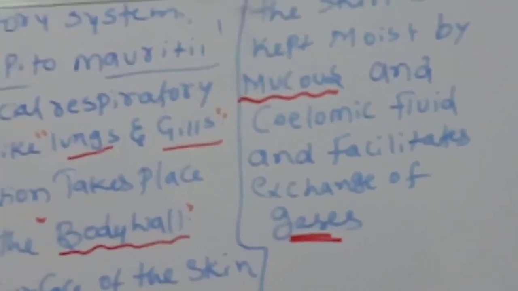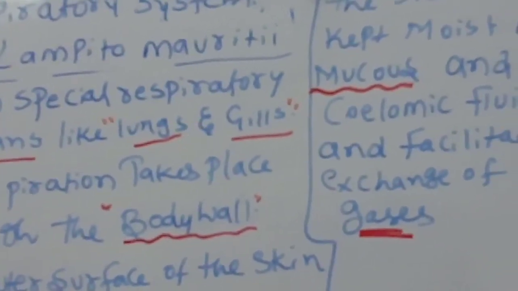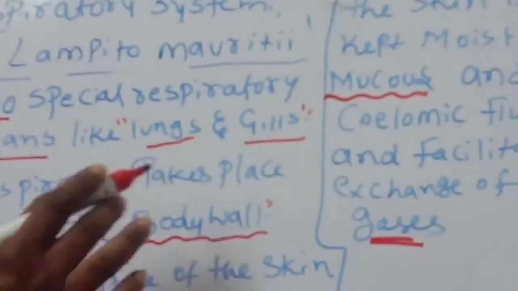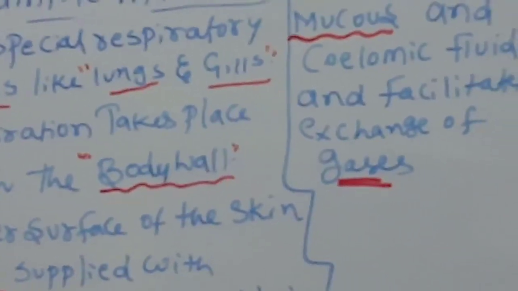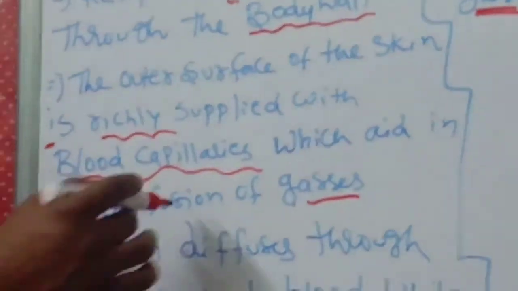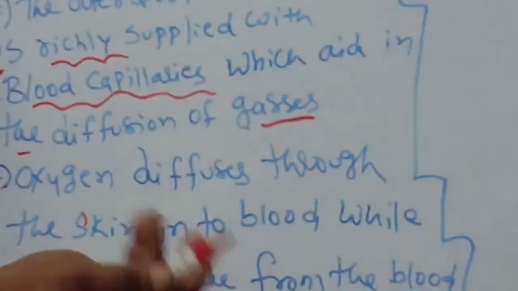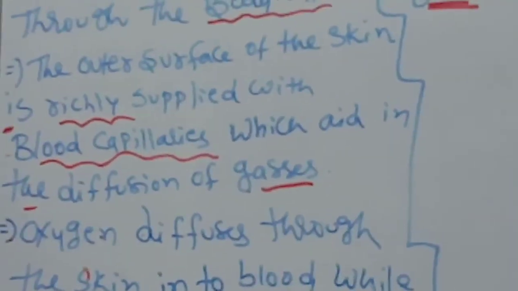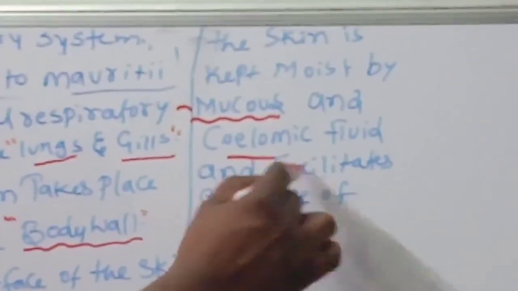Okay. Again, I am telling about the respiratory system. Observe very carefully. No special respiratory organs like gills and lungs in the earthworm. Respiration takes place only through the body wall. The outer surface of the skin is richly supplied with blood capillaries which aid the diffusion of gases. Oxygen diffuses through the skin into the blood, while the carbon dioxide also diffuses out, from high concentration to low concentration. The skin is kept moist by mucus and coelomic fluid and facilitates the exchange of gases.